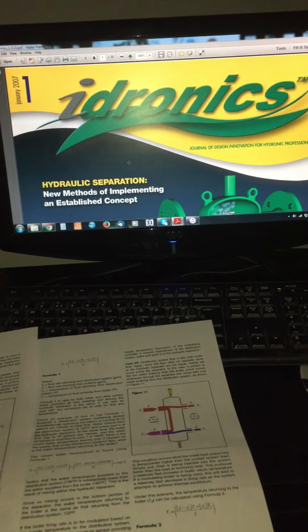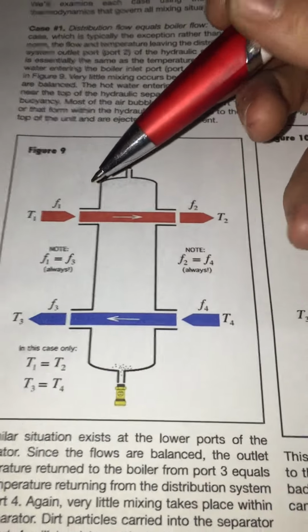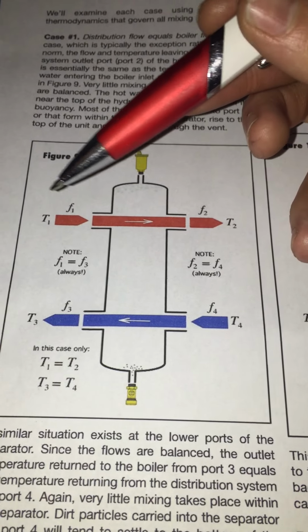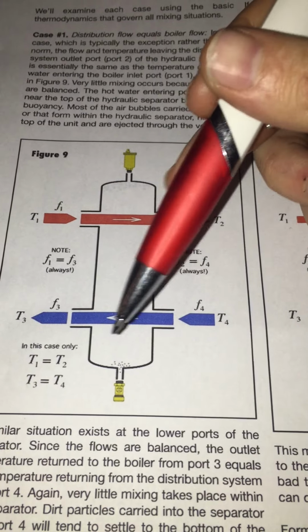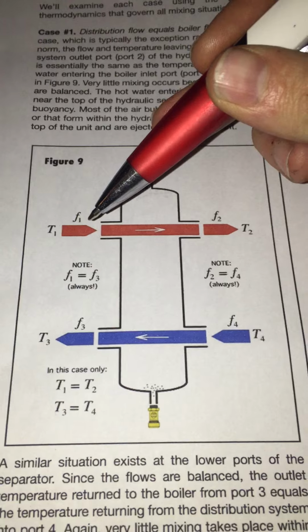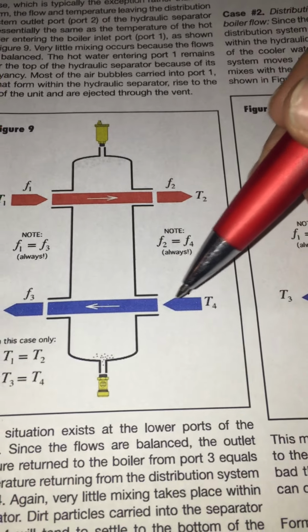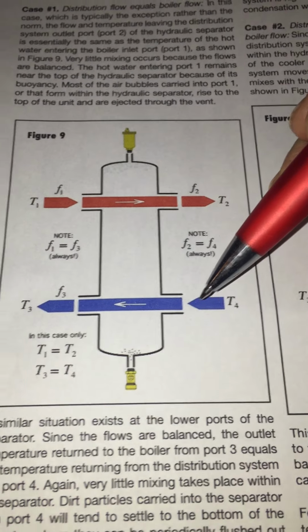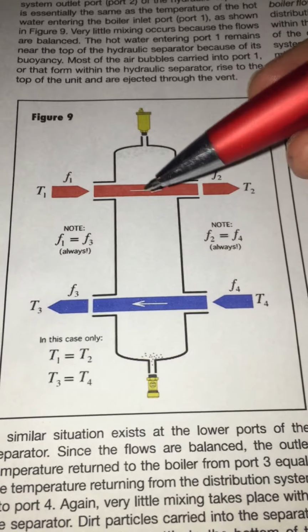Okay, so just a video explaining in practical terms what happens either side of a low loss header when we have varying flow rates. So you can see here when the flow rate on the primary side is equal to the flow rate on the distribution side, there's no mixing within the hydraulic separator. Temperature 1 here coming into the header equals temperature 2 leaving the header, and temperature 4 coming back from the secondary circuit would equal temperature 3 going back to the boiler circuit.